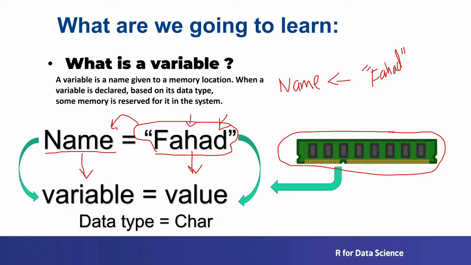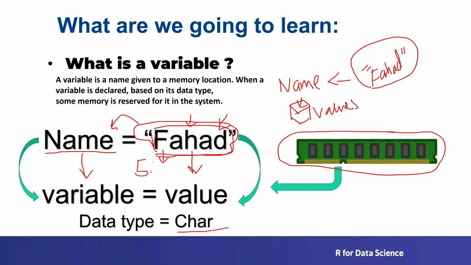Think of all variables as boxes, and inside each box there is a bunch of values. One value or more than one value. Here in our example we have only my name, so it's one value. Obviously, since it's text, the value itself is text, so the data type is character. If I write 5.5, the data type will be double.